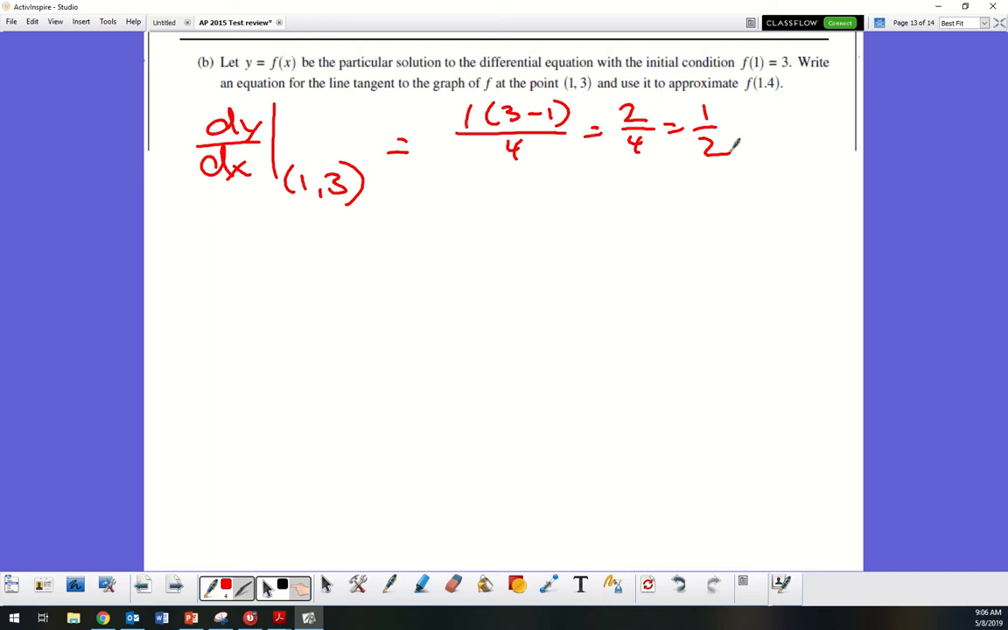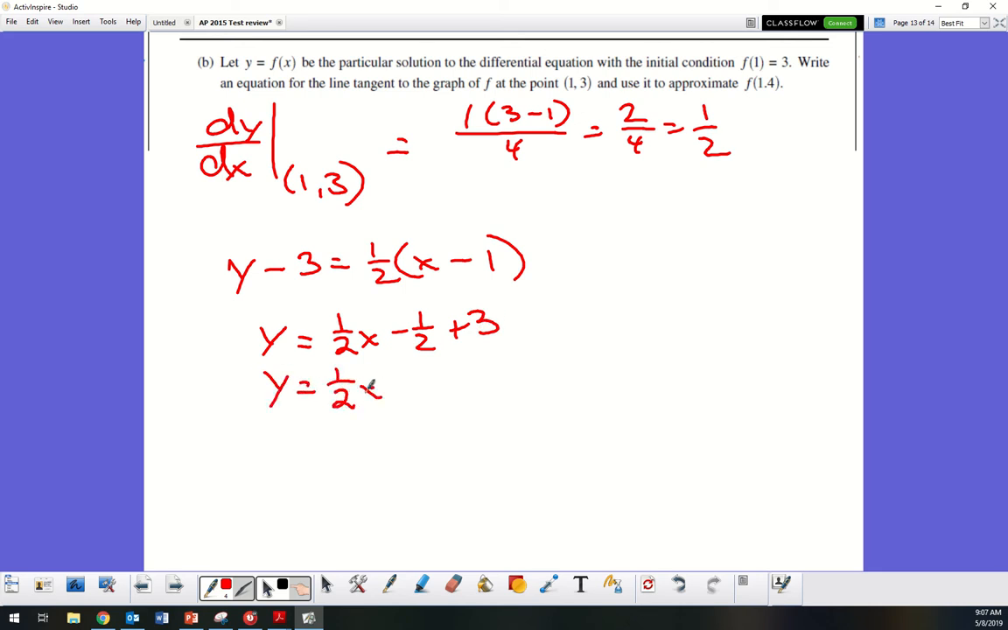Then let's plug it into point-slope, because I want the equation of a tangent there. So it's y minus 3 equals 1/2 times (x minus 1). And then it's going to be y equals 1/2 x minus 1/2 plus 3. So y equals 1/2 x plus 5/2. So I now have an equation, and now we're approximating for 1.4.